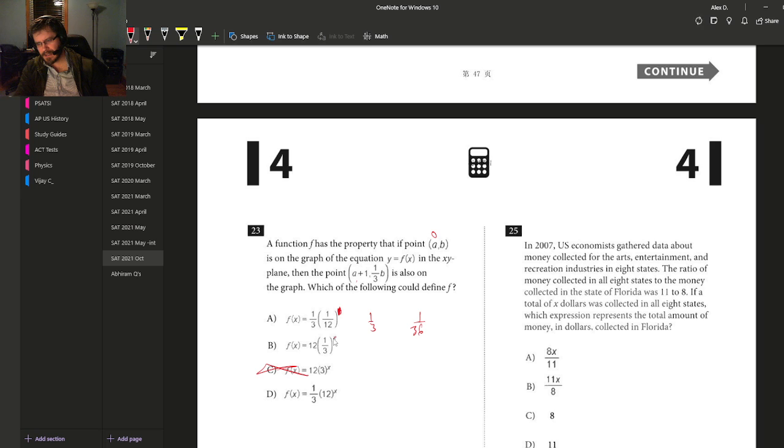Let's try that here. So we get 0, that's 12. 1 is 4. That does work. 1/3 times 12 is indeed 4. Let's try that here. 0, you get 1/3 times 1/3 is 1/9, which is not.